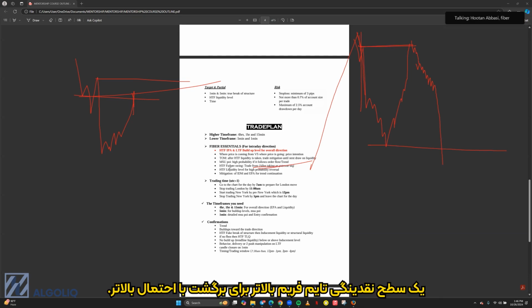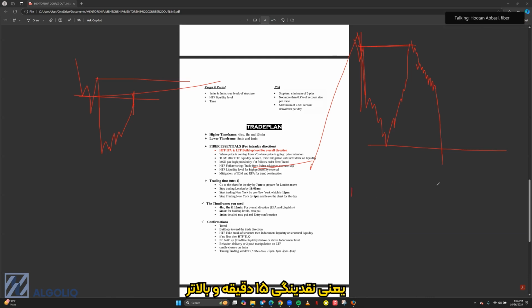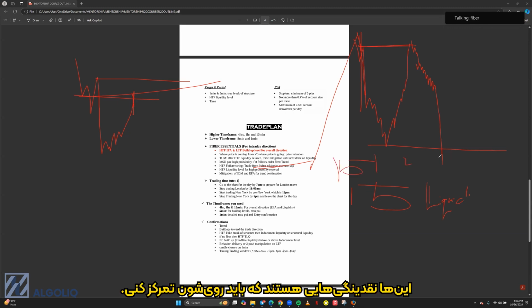A higher time frame liquidity level for high probability reversal. That means your 15 minutes and above liquidity levels are the liquidity you are going to focus on. Okay, 15 minutes, 1 hour, 4 hours. These are the liquidities you are going to focus on. All right. Mitigation of IDM and EPA for trend continuation.